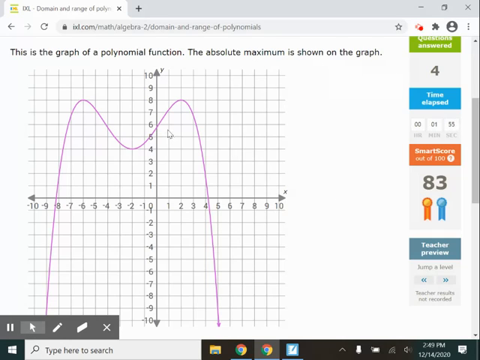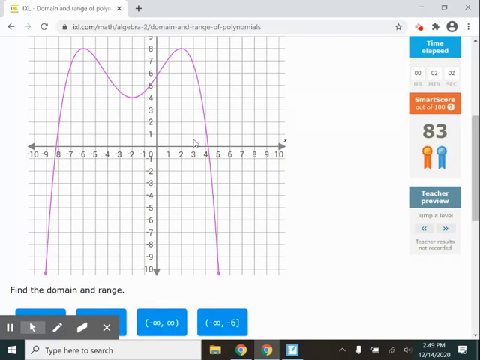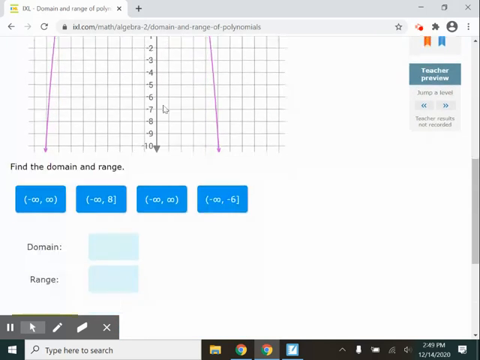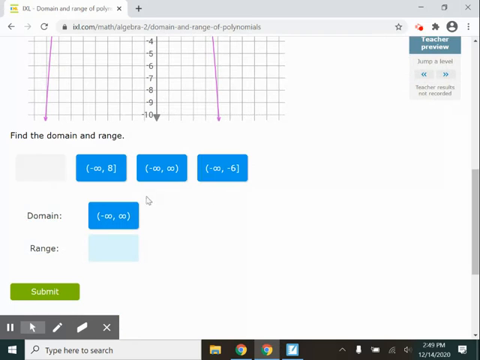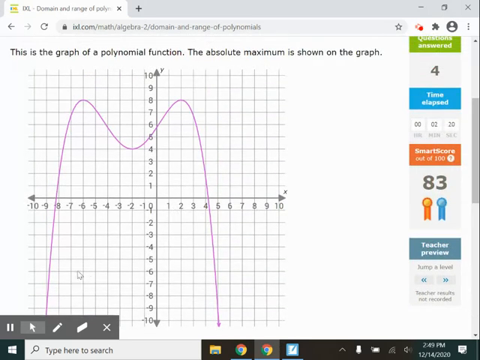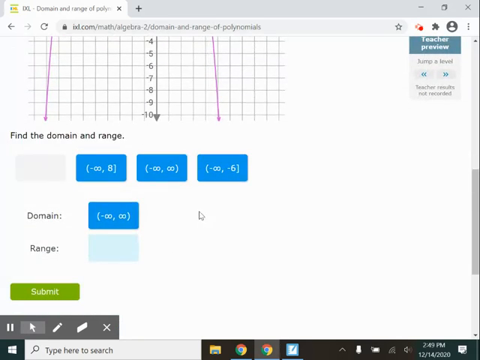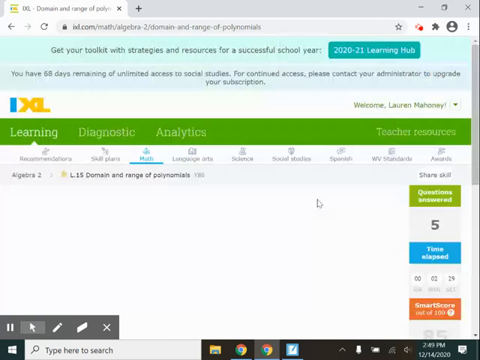This one does have absolute maximum. They're both at the same value of 8. This is actually a quadratic, or I'm sorry, this is a quartic, which is the name for a 4th degree polynomial. That's not something we went over in class, but that is an extra useful tidbit of information. So the domain, again, is still negative infinity to infinity. All polynomials are going to have this domain. And then your range, the highest that we possibly go up to is 8, and we're going to equal everything less. So that's going to be negative infinity to positive 8. So that's going to be there.